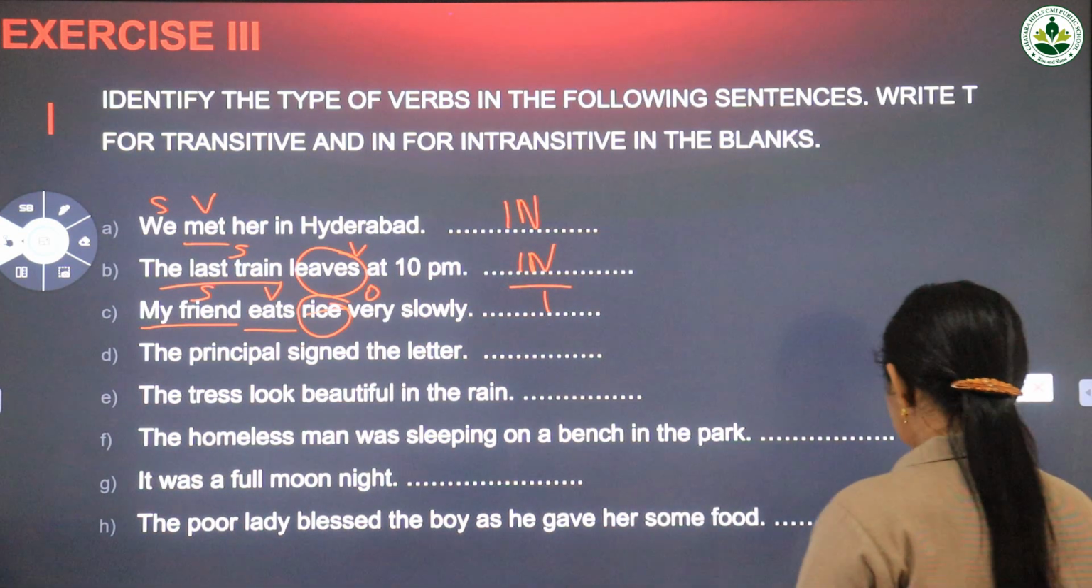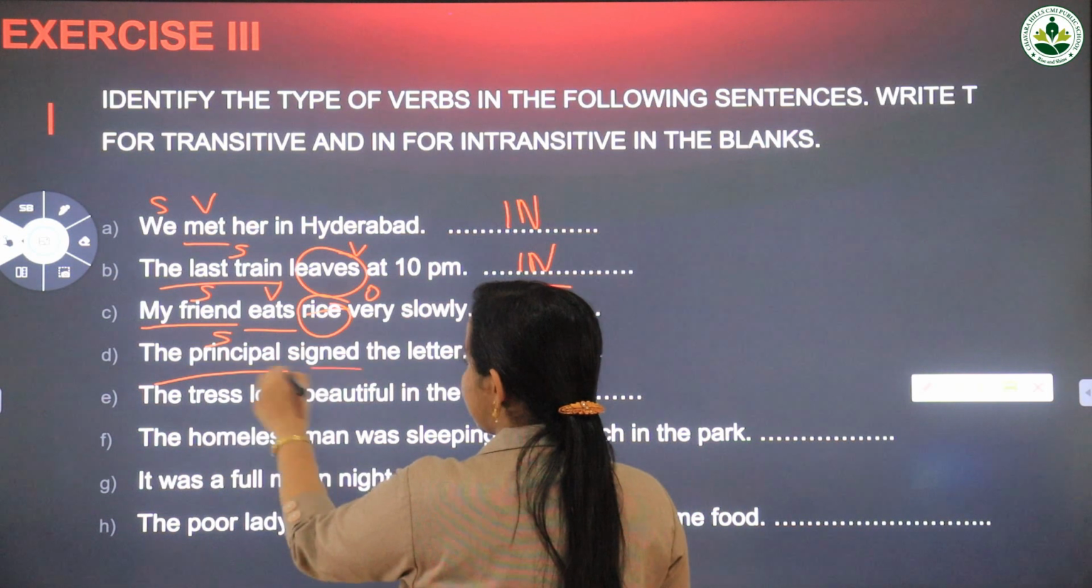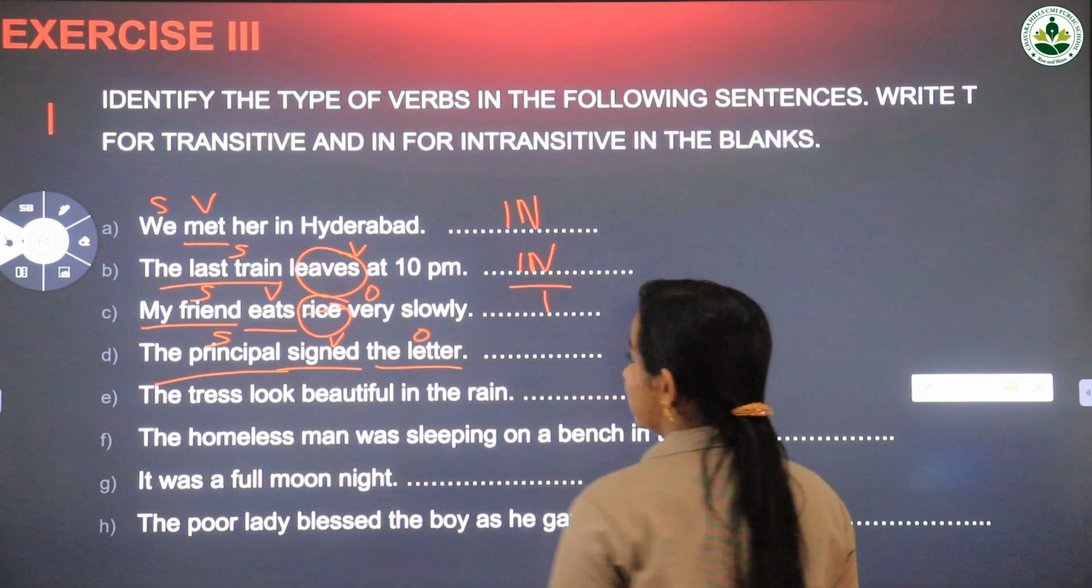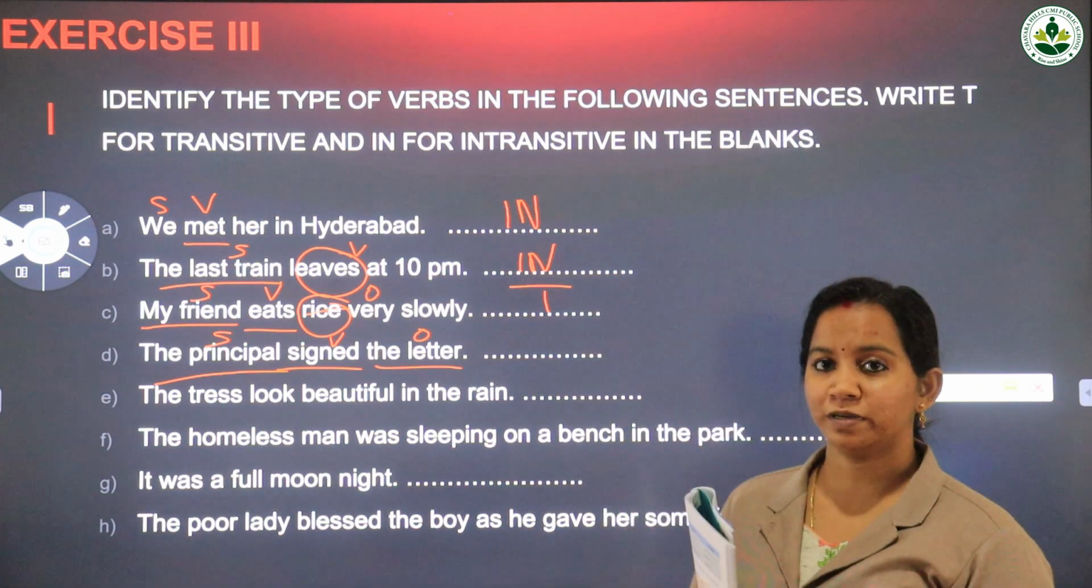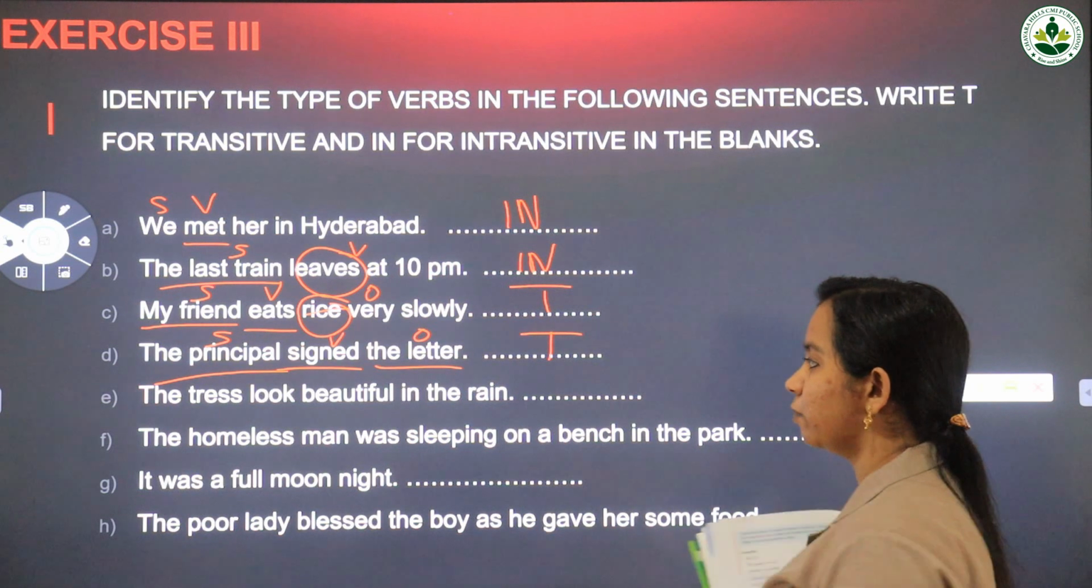Now, the principal signed the letter. The principal is the subject, signed is the verb. Signed what? Letter. So here we have an object. The principal signed, without the object, the meaning is incomplete. So it's again a transitive verb. Now moving on to the next one.